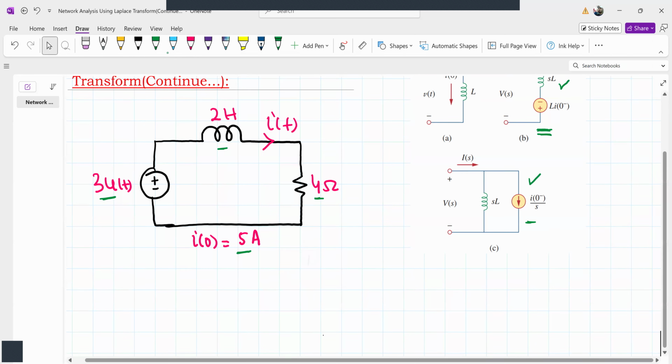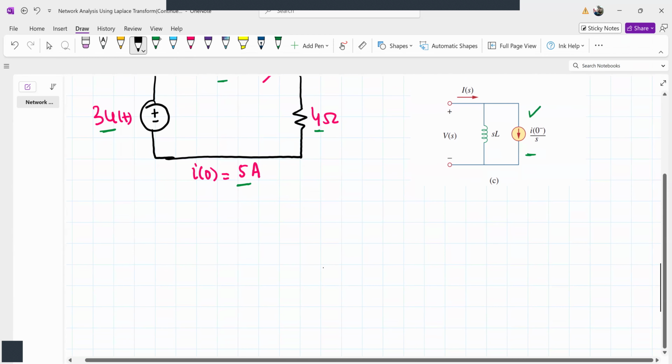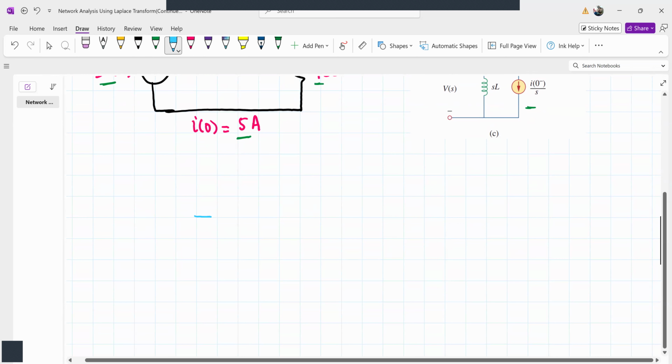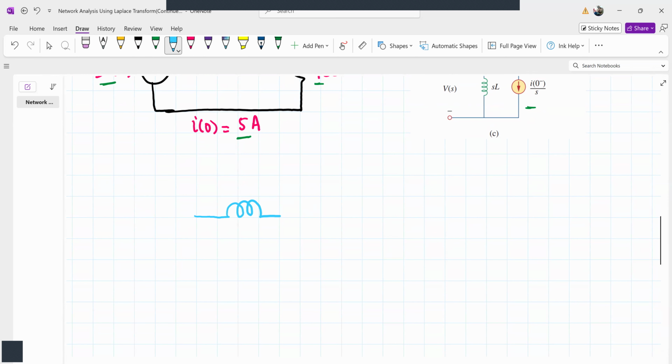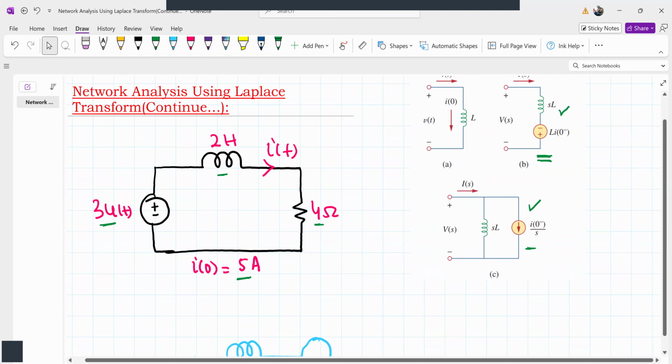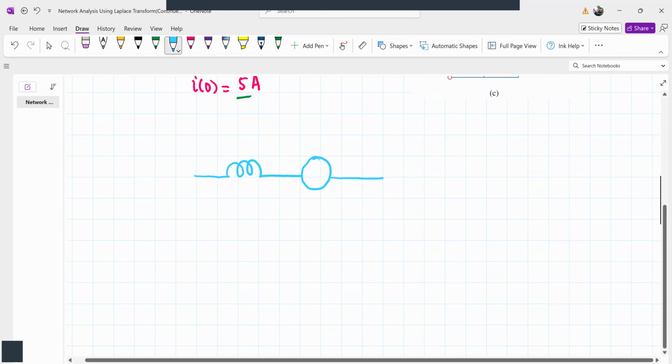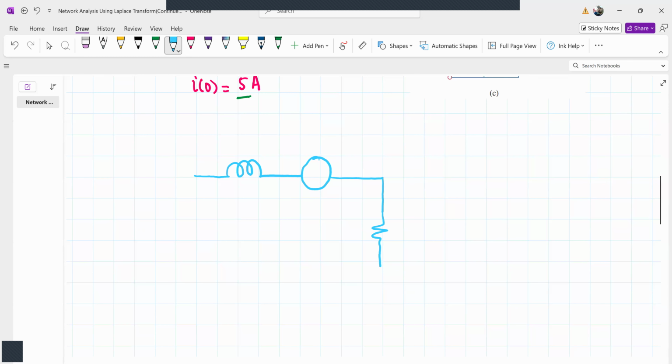So let's draw the Laplace transform equivalent of this circuit. We start with the inductor. The inductor will be replaced by its equivalent model, which is inductor Ls with a series voltage source. Then after this, we have a resistor, and then we have a voltage source here.